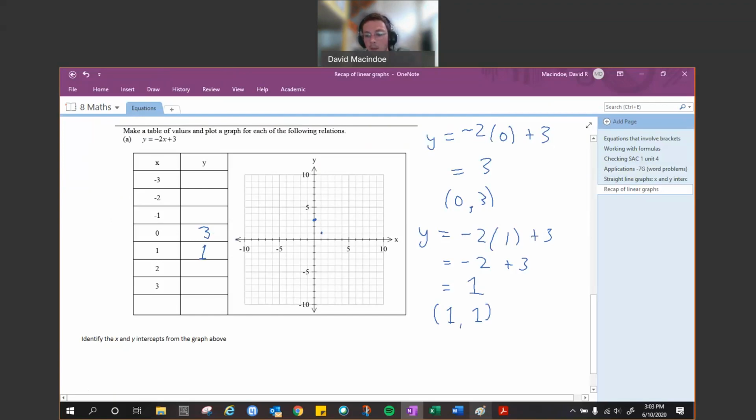What we can do is maybe use that pattern recognition we had before. So we went down 2 to go from 0 to 1. So we're going to go down 2 again. So from there to there, we go down 2. So here we'll be at -1. If you're not so comfortable with doing that, just sub it in and work it out using algebra skills. But then we go down 2 again, so we're at -3.